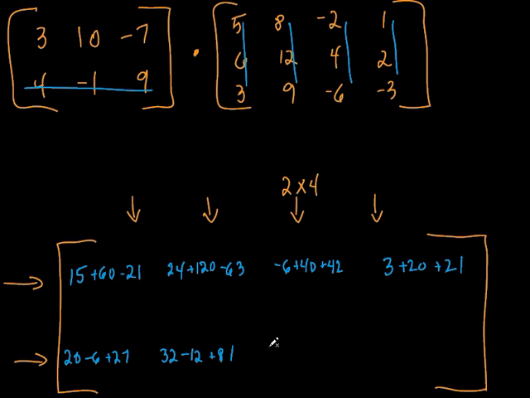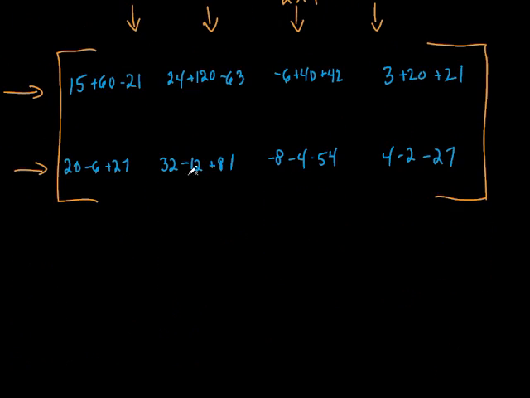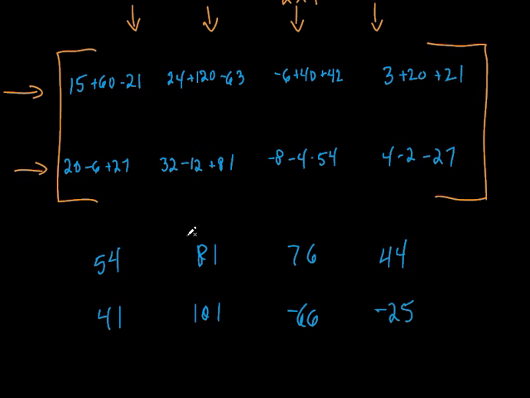And then we get negative 8, negative 4, and then negative 54. And then we get 4. Once you get used to these, it's not so bad. Negative 2, negative 27. And we're basically done except for just the addition. So when you add these together, you get 54, you'll get 81, you'll get 76, you'll get 44. That's the top row. Then the bottom row, when you add all those things together, you get 41, you get 101, you get negative 66, you get negative 25. And then you're done.